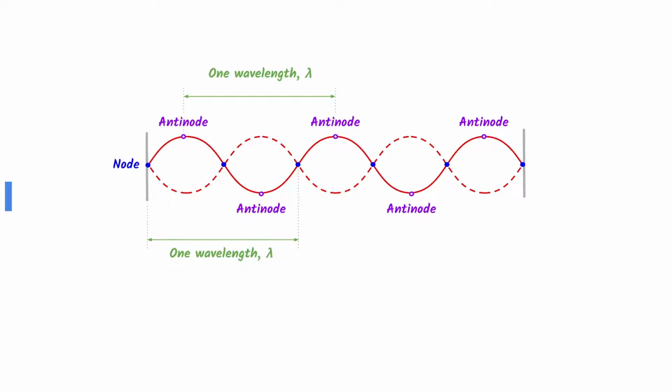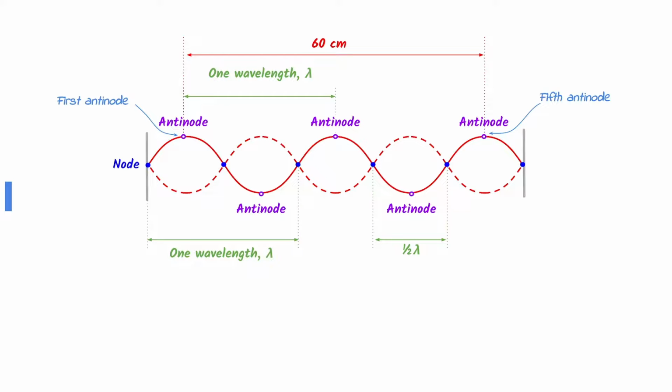The wavelength on a standing wave can be determined by the distance between three consecutive antinodes, or three consecutive nodes, as shown in the diagram here. The distance between two consecutive nodes, or two consecutive antinodes, is half a wavelength. The question tells us that the distance between the first and the fifth antinode is 60 centimeters. Therefore, the wavelength is 30 centimeters.